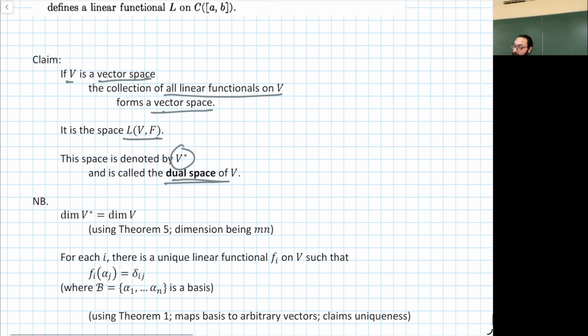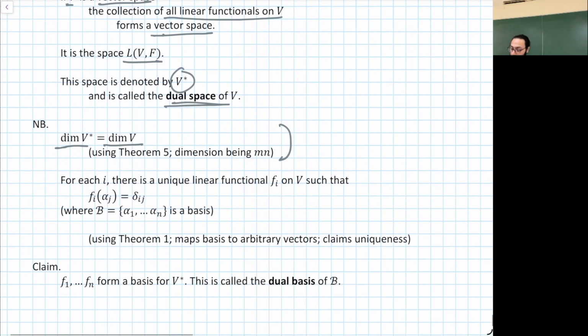Okay. Now it turns out that using our results so far, you can show that the dimension of this vector space matches exactly the dimension of the vector space you started with. So the dimension of the dual space is exactly the same as the dimension of the vector space you started with. The dual space is just the set of linear functions.